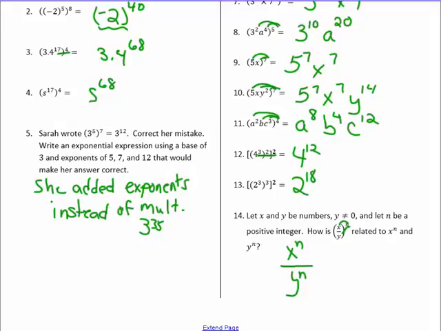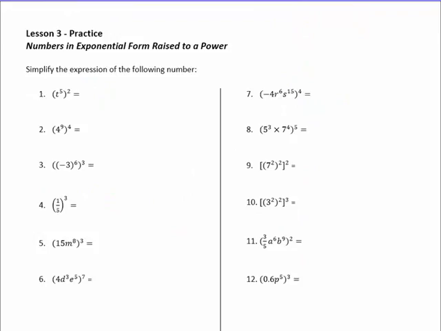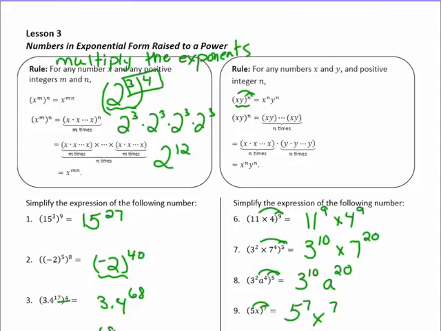All right, let's see what's next. Oh, look at that, that's going to be our practice. Short video for today, so any questions, bring them to class. You do need to start memorizing these rules. You have to memorize that when you're dividing, you subtract. When you're multiplying, you add. When you have a power to a power, you're multiplying. After that, it should hopefully be pretty easy. Any questions, bring them to class and have a great night.